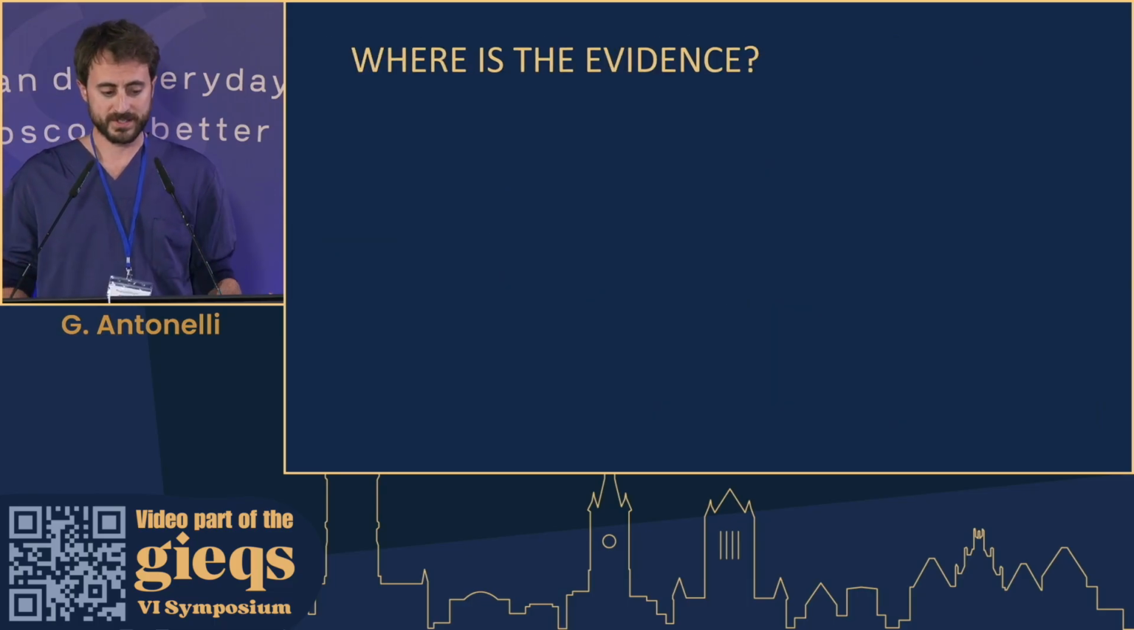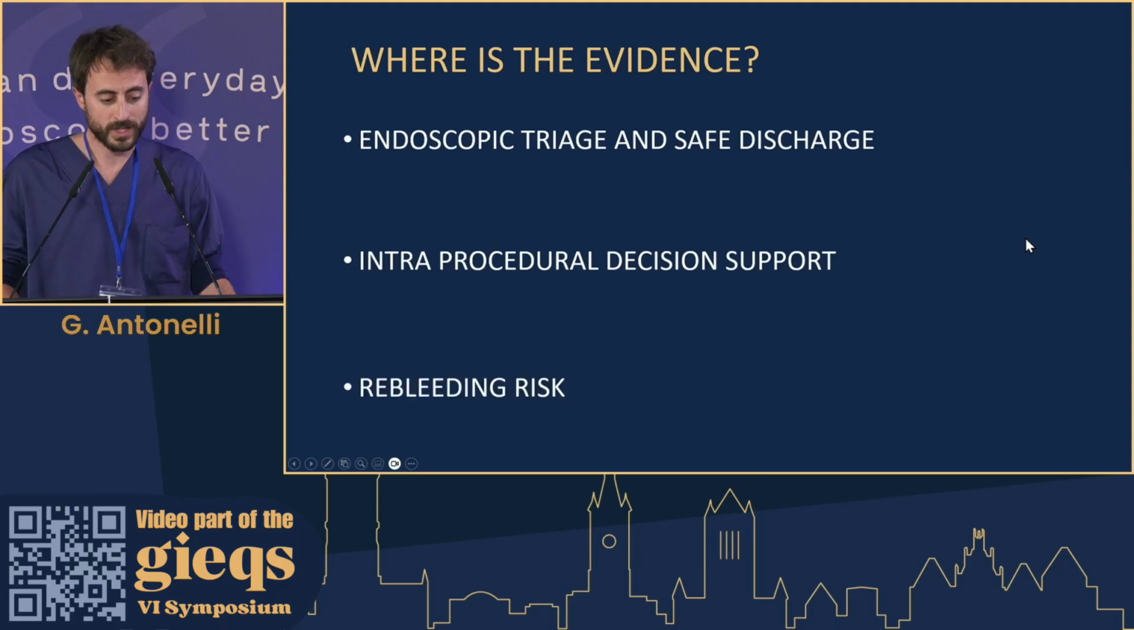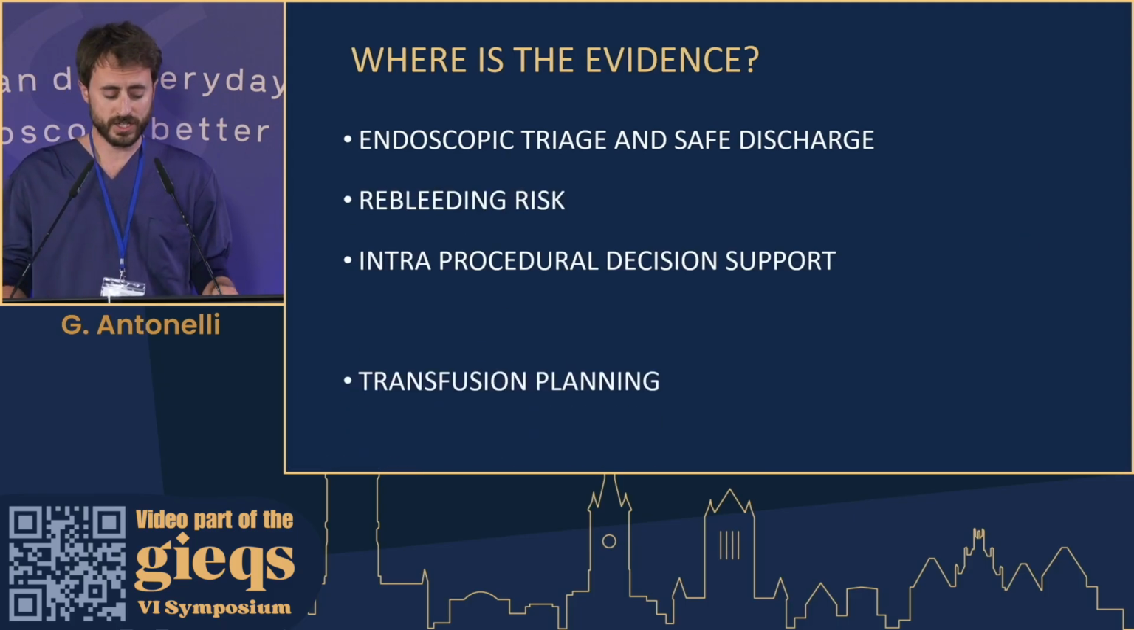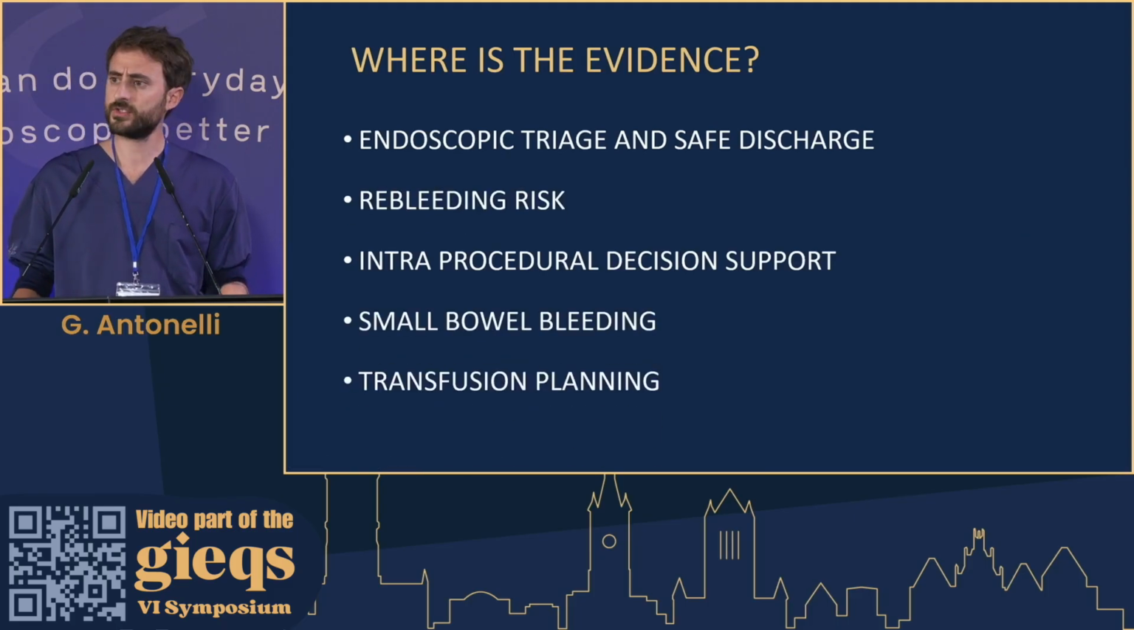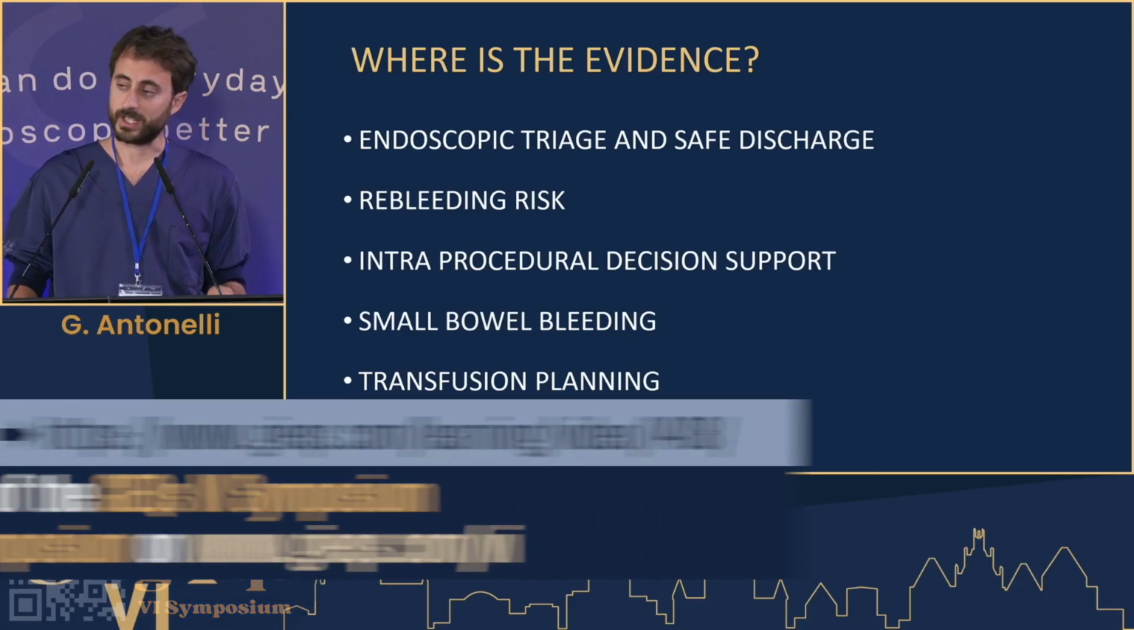So where is the evidence in AI for all this? Well, we have some small evidence for endoscopic triage and safe discharge, for rebleeding risk, for decision support during endoscopy, for small bowel bleeding, and planning transfusions. So let's have a very quick look at all this evidence.